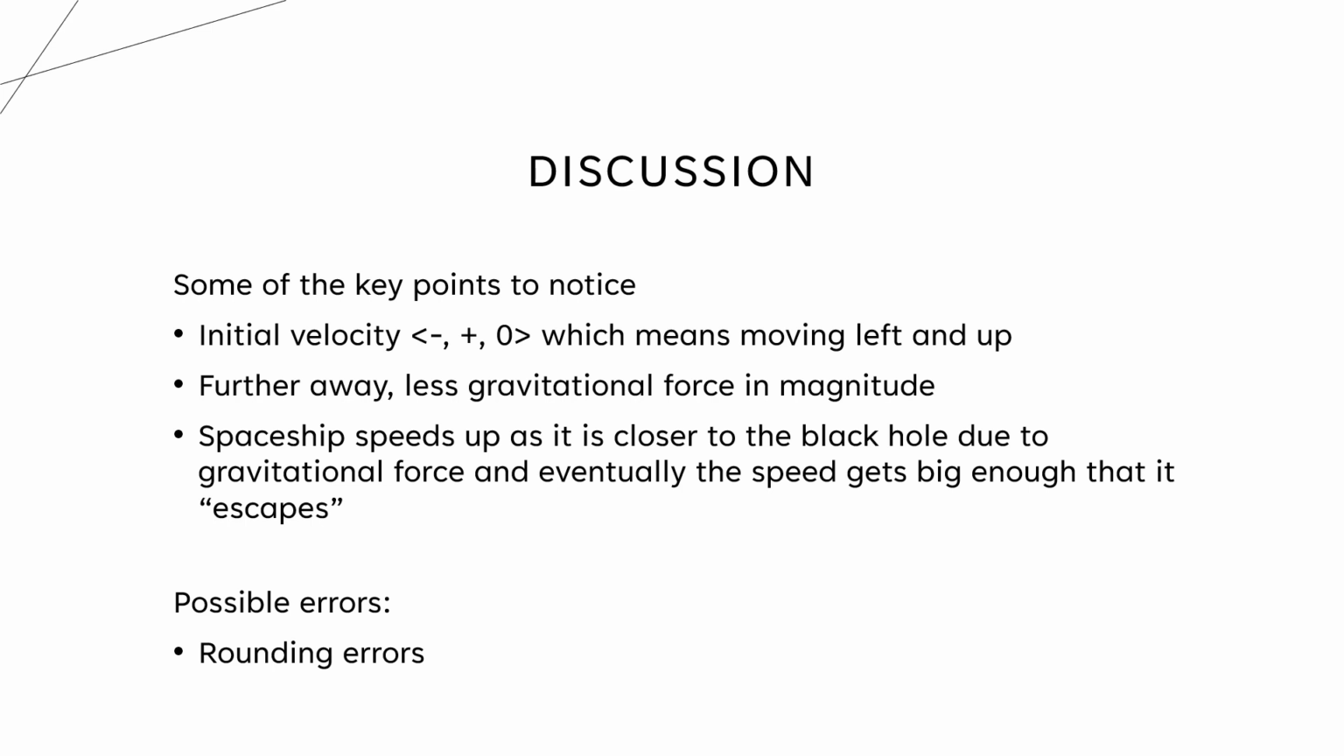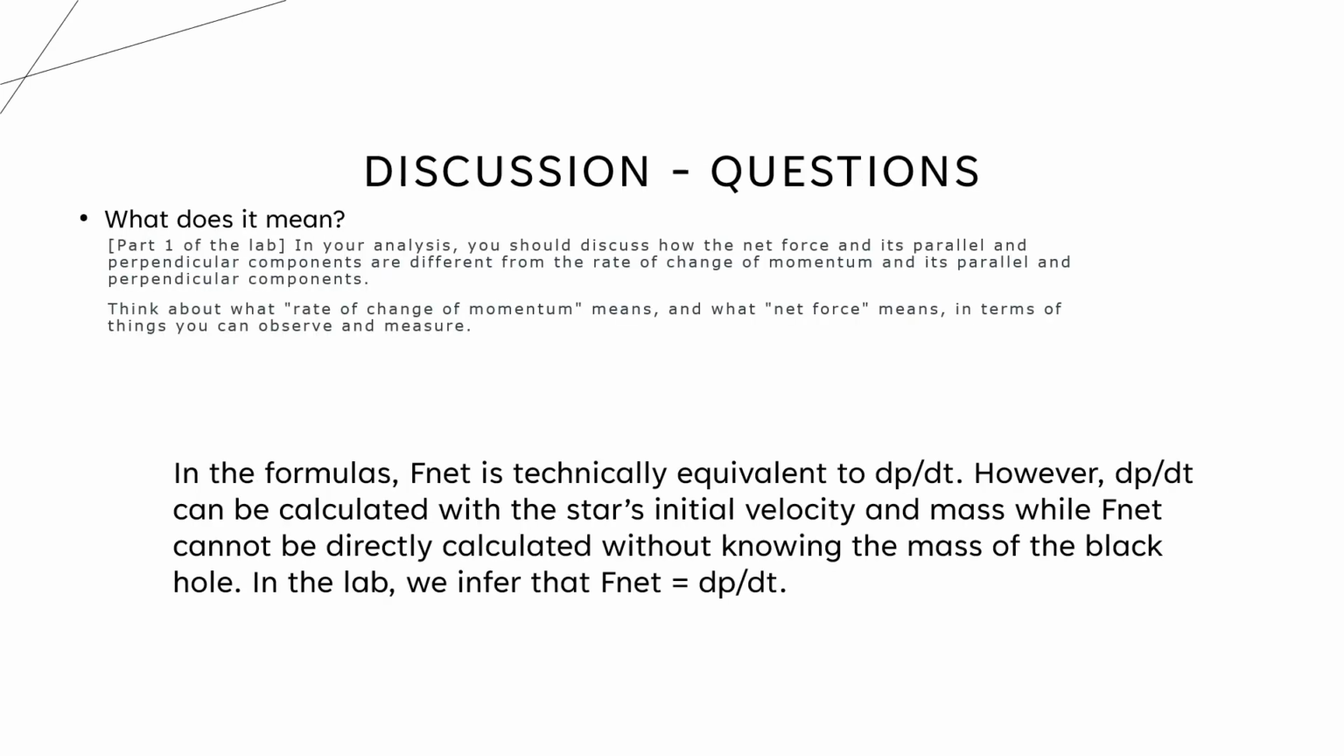And then some key points to notice: the initial velocity I have is negative in the x-axis and positive in the y-axis, so it's moving left and up. And again, as it moves further away, there's less gravitational force in magnitude acting on it. And then the spaceship speeds up as it gets closer to the black hole due to gravitational force, and eventually the speed gets big enough that it escapes. And then again, the possible errors are rounding errors, because this lab only uses computational models, so there are fewer human errors.